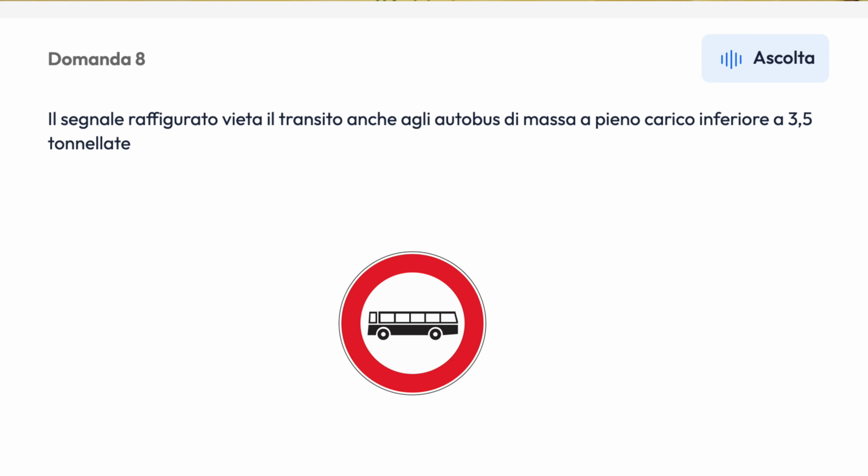Il segnale raffigurato vieta in transito anche agli autobus di massa a pieno carico inferiore a 3,5 tonnellate. The question says, this sign also prohibits the passage of autobus carrying load not higher than 3.5 tons, which is vero. This is a sign of divieto di autobus, so it prohibits all autobus.